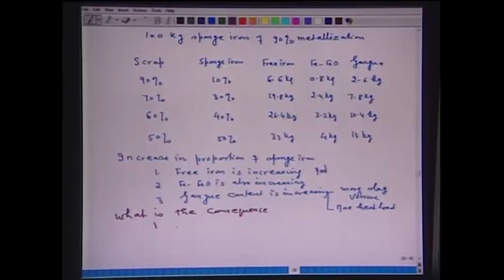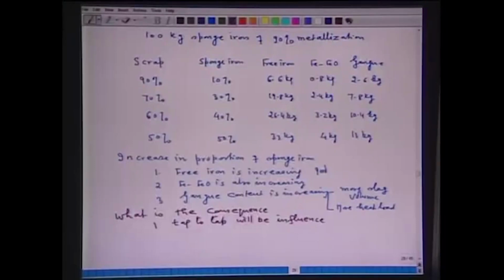It is increasing Fe which is combined with FeO as well as the gangue. So, therefore, the tap to tap time will be influenced. For a small proportion of sponge iron, say 10% or let us say between 20 and 30%, the tap to tap time may decrease, because that extra load is not that much, but beyond that the load will be too much and tap to tap time will also begin to increase instead of decreasing.